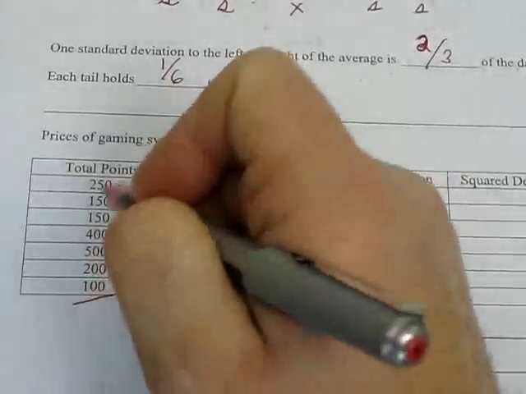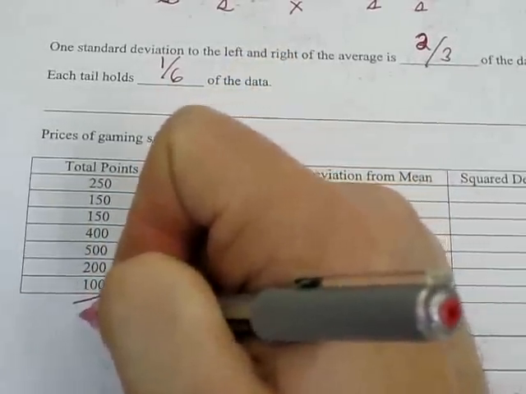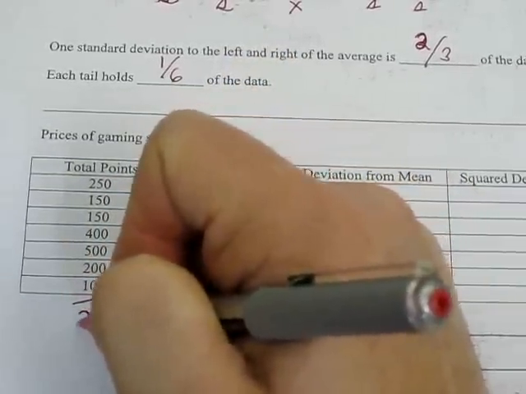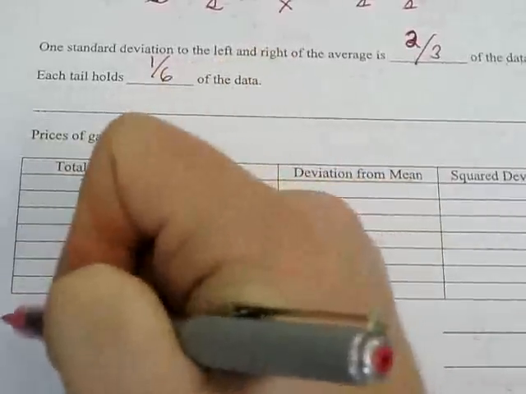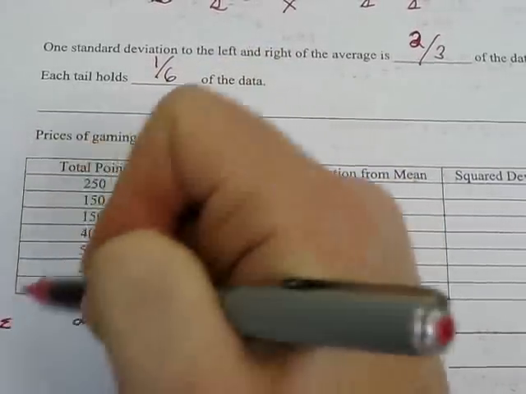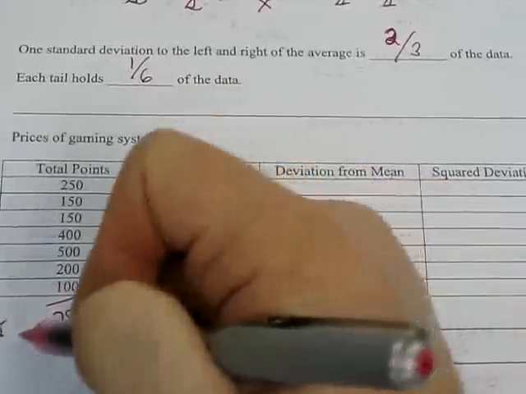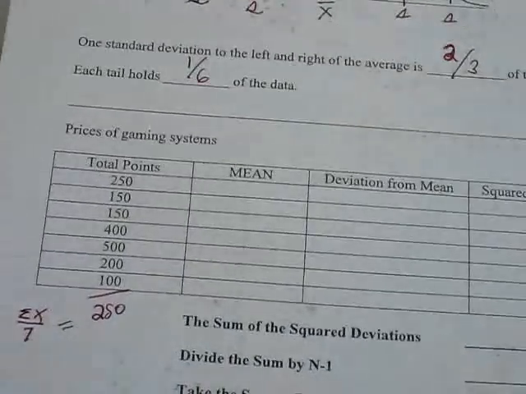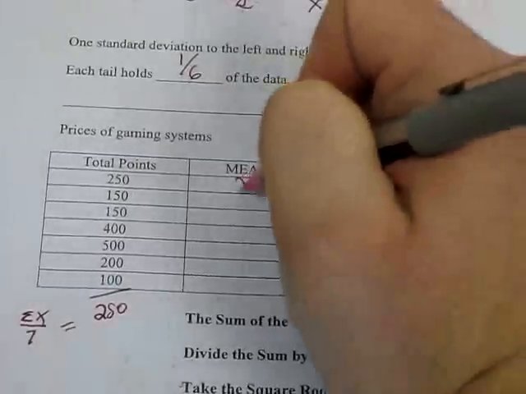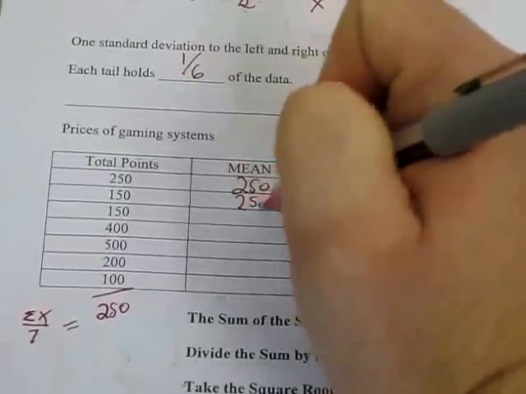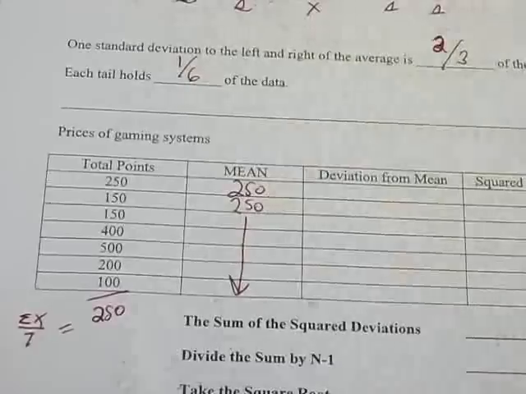Now, when I add all these up and divide by 7, I get 250. So my sigma x divided by 7 is going to give me 250. That's the average price. Now to save time, I can put my 250s right here, or just draw an arrow.